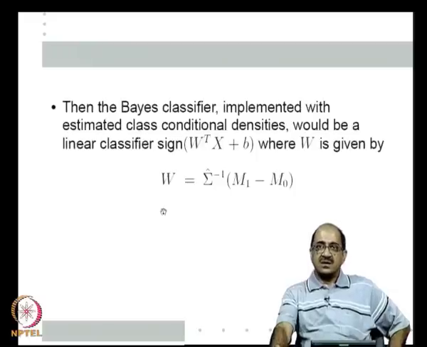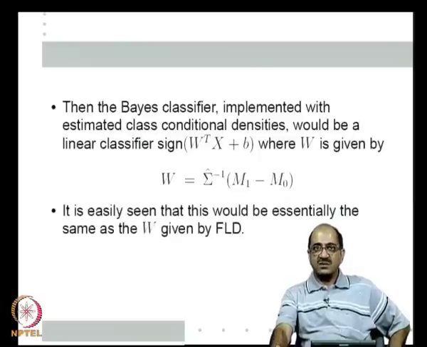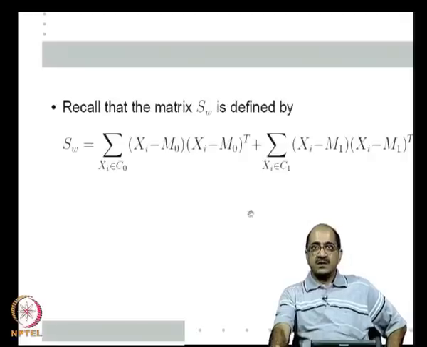Now, we know that this has to be the same as FLD, because we know that S_W inverse that comes there is like a covariance matrix. So, very quickly we will show that this W would be the same as the W given by the Fisher linear discriminant. Coming back, this is the S_W matrix.